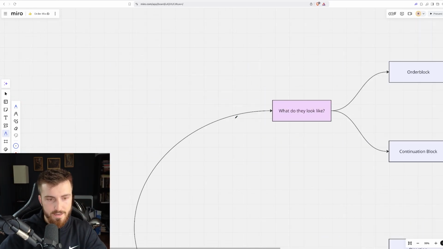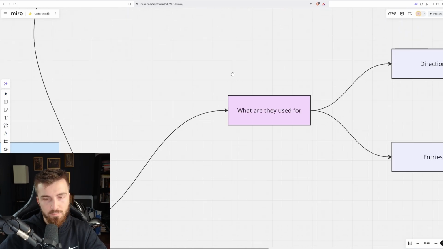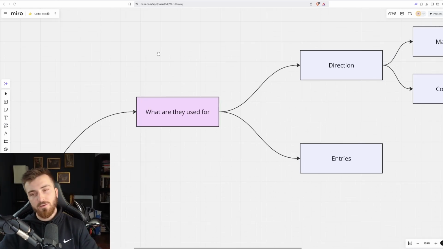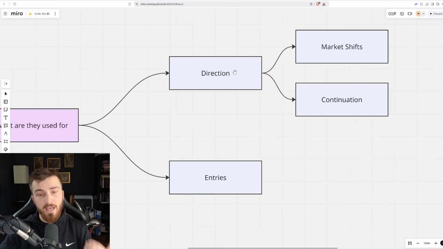Now, next question. What are order blocks used for? People will tell you that order blocks are used for everything. Oh, order blocks are for everything. No, they'll tell you the direction, and they'll tell you the entries.